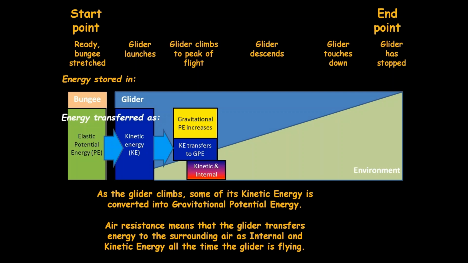But at the same time, you see we've got environment here, because air resistance means that the glider transfers energy to the surrounding air. It moves it a little and it heats it a little. So it's transferring energy as internal energy and kinetic energy. And that's going to happen all the time the glider is flying.